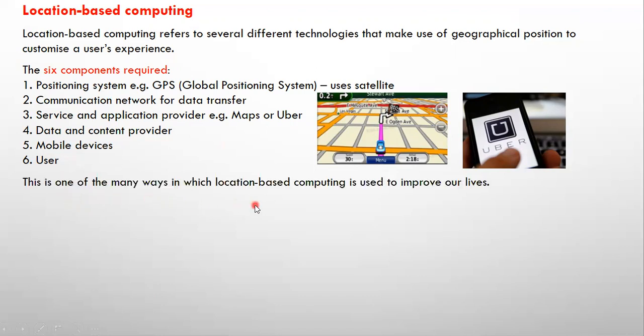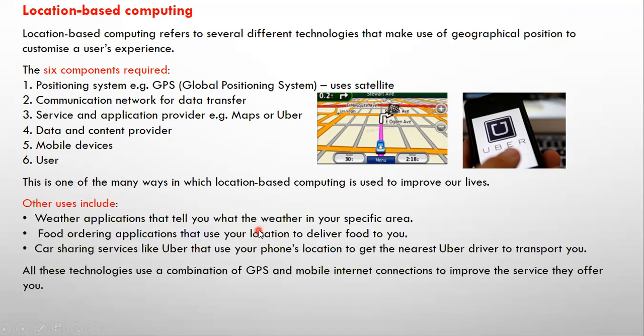This is one of many ways in which location-based computing is used to improve our lives. Other uses of location-based computing are weather applications that tell you what the weather is in your specific area using your location. There are food ordering applications to deliver food to you, and car sharing services like Uber to transport you. All these technologies use a combination of GPS and mobile internet connections to improve the service they offer to you.